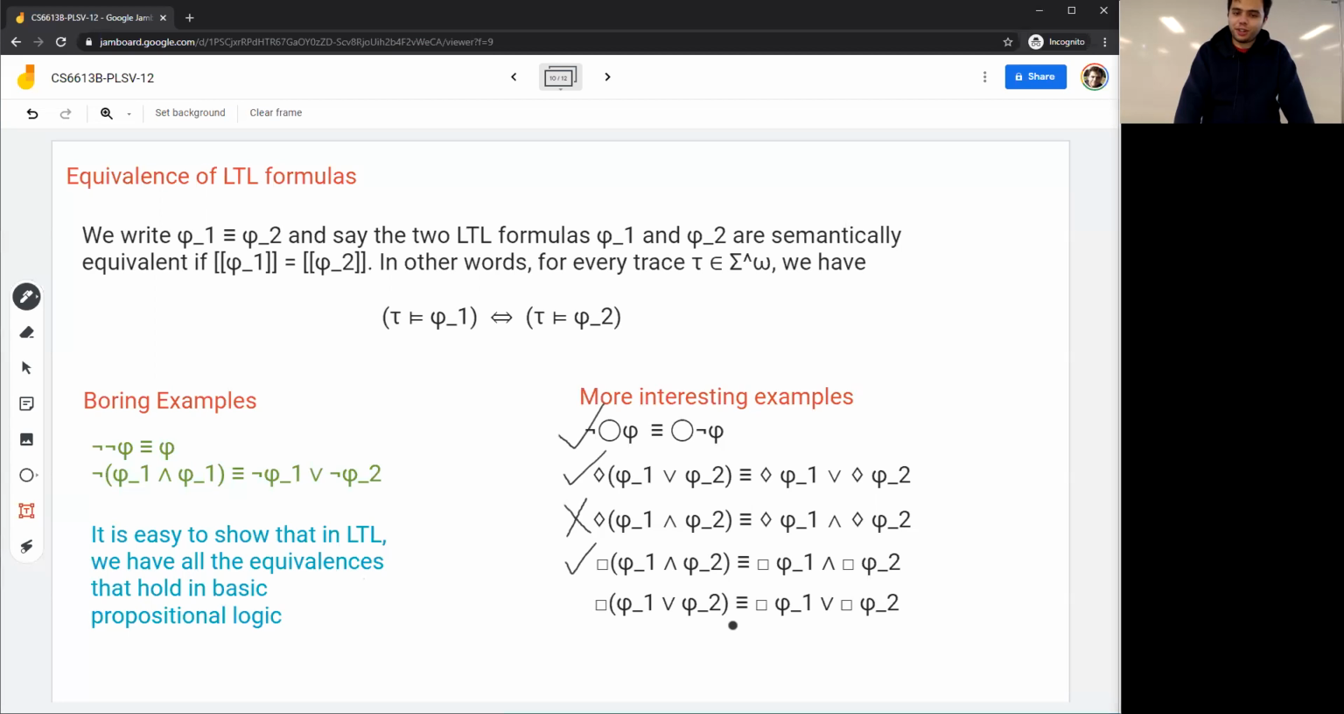So globally (phi1 or phi2), is it equivalent to globally phi1 or globally phi2? And this is again, no. Why? Because just consider a trace that alternates. So at odd positions, it satisfies phi1. At even positions, it satisfies phi2. Then it will satisfy this one, but not this one. Again, the problem is whether these satisfactions are achieved at the same time or not. Okay? Nice. And actually, another way to see these last two examples was that they are just duals of the previous two.